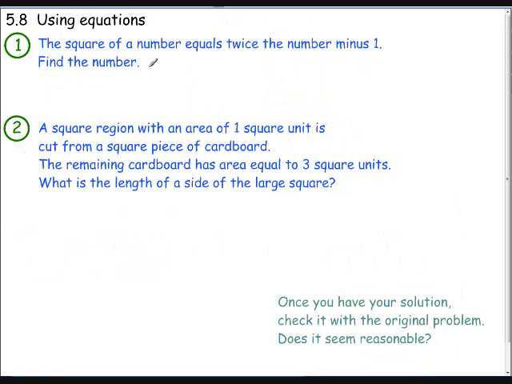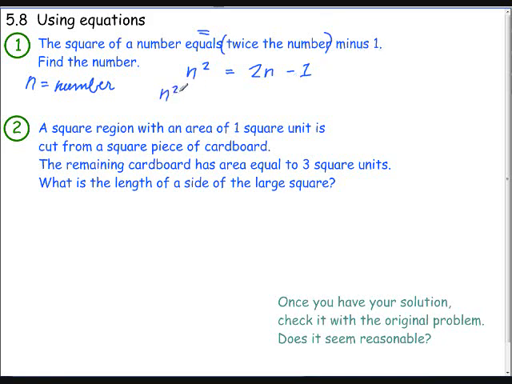Let's try solving a word problem. The square of a number equals twice the number minus 1. So equals, that's good. We're going to have a nice equation here. And let's say n equals our number that we're interested in. So we define our variable and we say n squared equals twice the number minus 1. Now there is another way you could interpret this, isn't there? Twice the number minus 1. I'm thinking that this is saying twice the number and then minus 1.